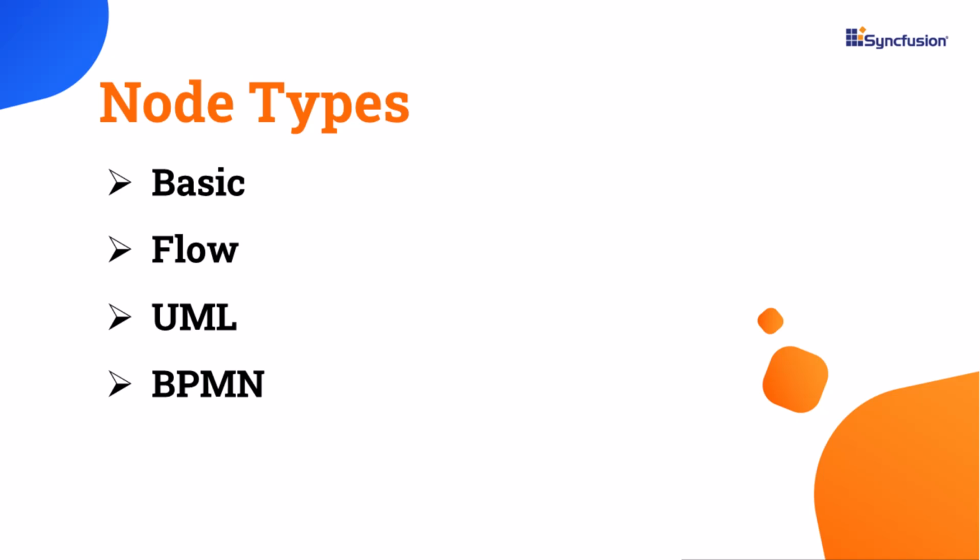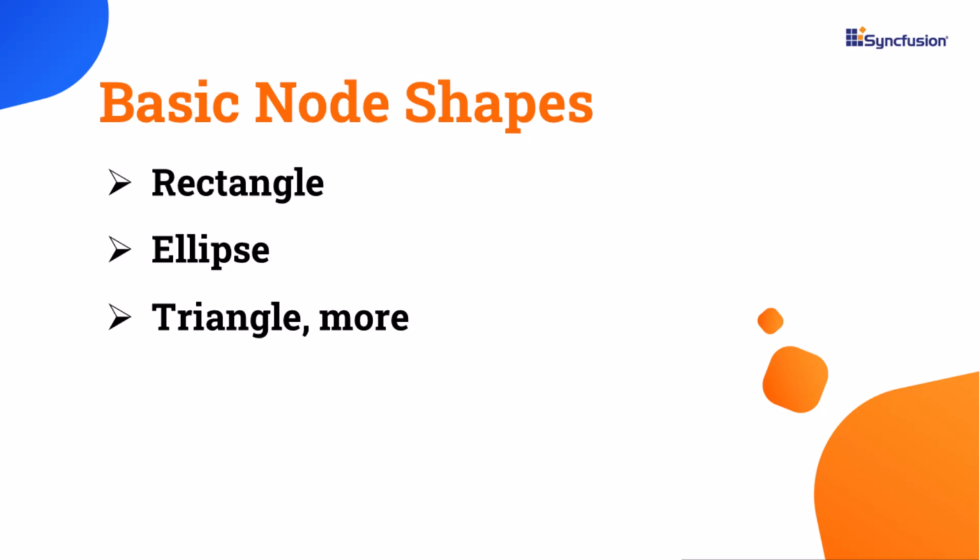First, let me show you the different shapes in the basic node type, such as rectangle, ellipse, triangle, and more. For details on all supported shapes, please refer to the documentation link provided in the description. These shapes are used to represent geometrical information visually. The default shape is rectangle. Let me customize it to ellipse.